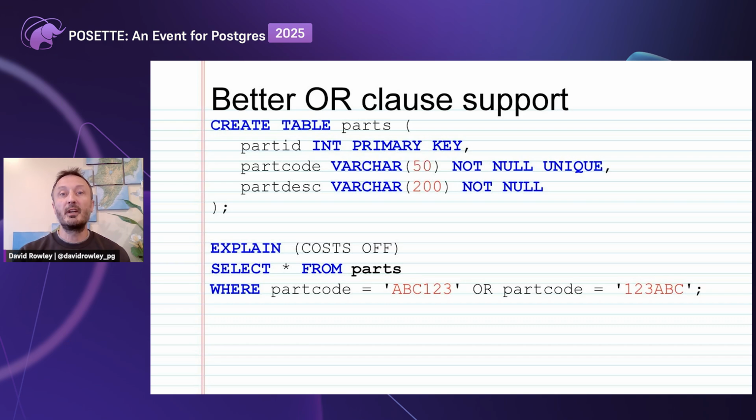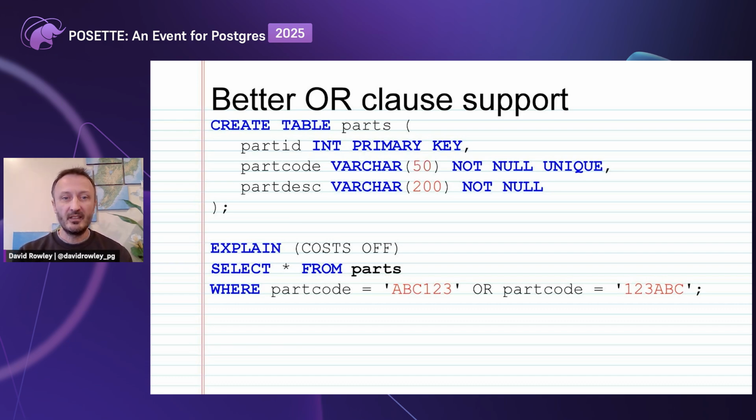If we go into a quick example here, I'm creating a table called parts. This table is going to feature quite a bit through the talk. I've tried to be consistent and stick to this table so it's easier to parse. The thing to note here is that there's a unique constraint on the part code. The query that I'm going to run at the bottom is select star from parts where part code equals ABC123 or part code equals 123ABC.